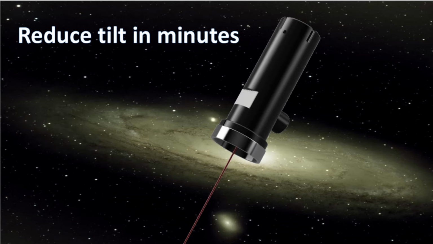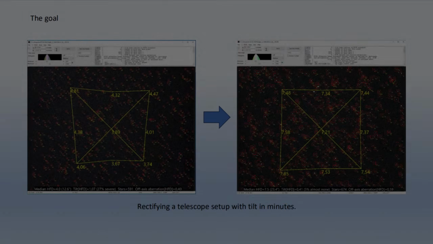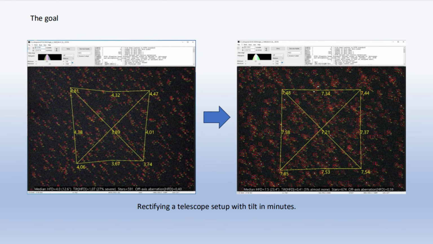This video presents Astroprecision's instrument for reducing tilt in an astro imaging setup. The video covers both the theory and use of the instrument. So, the goal of the video is to show how tilt can be reduced in an imaging setup in minutes, inside, at your desk. But first, some theory behind the instrument.